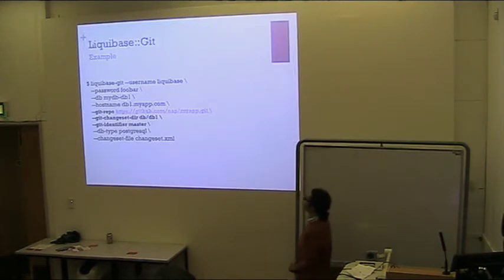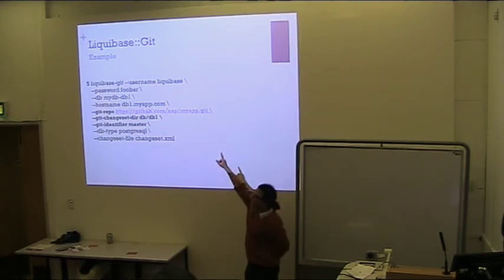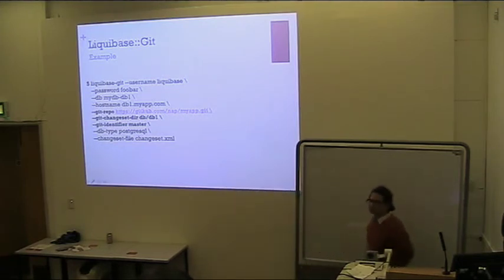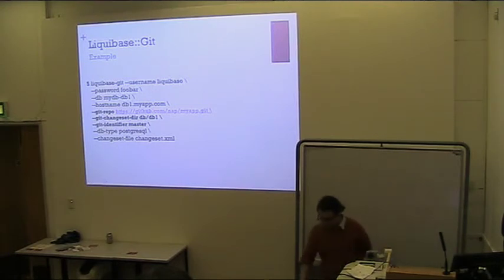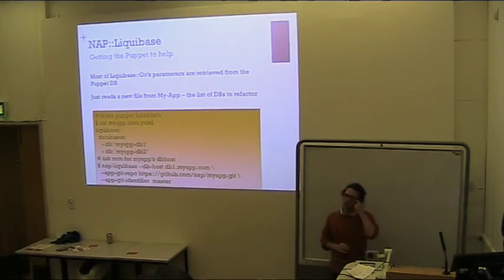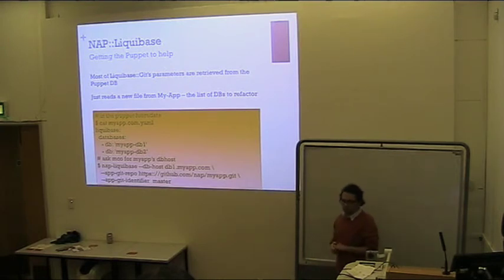So here's a call to Liquibase Git: your username that has access to update the database, the name and host of the database, the Git repo you're meant to be checking out from, and what you're meant to check out. It could be master or a change hash. And the next thing is an app Liquibase, which I can't publish because it's Netaport specific. But this is Puppet essentially generating that call to Liquibase Git.